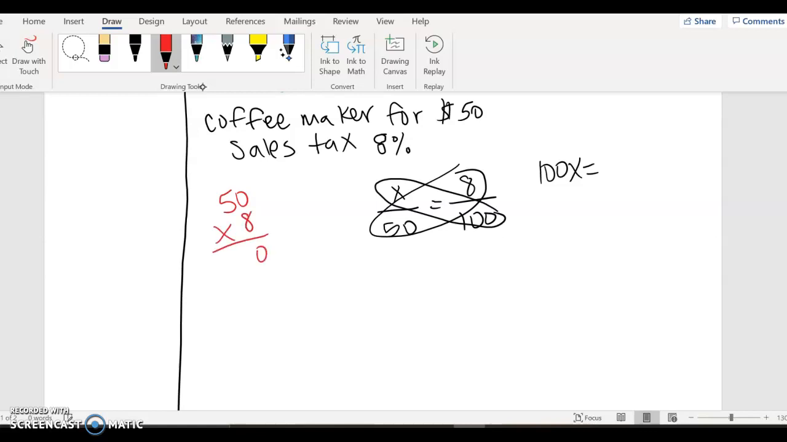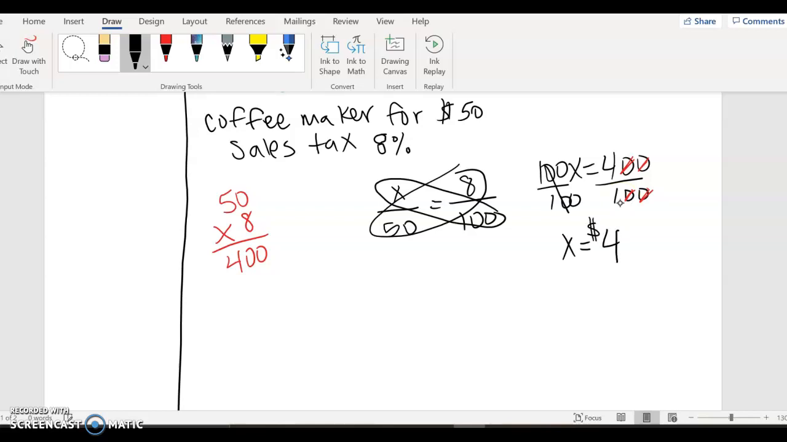8 times 0 is 0. 8 times 5 is 40. So that's going to be 400. To get X by itself, we're going to divide by 100. And this is nice because we can just take a 0 out, take a 0 out, and we're left with 4 divided by 1, which is just 4. And in our case, it's going to be $4. And this represents the amount of our sales tax.